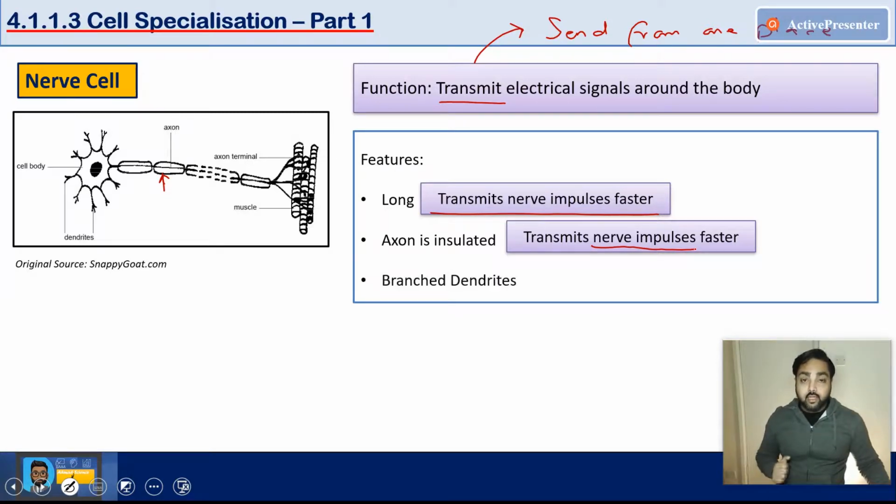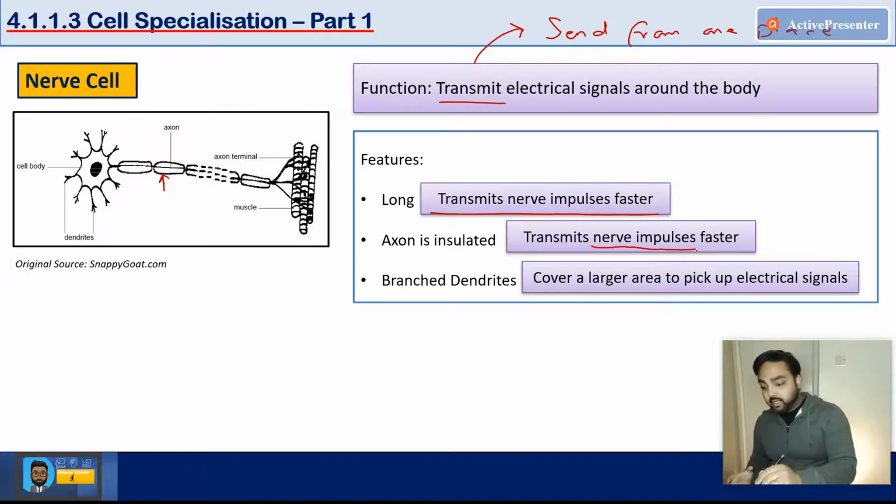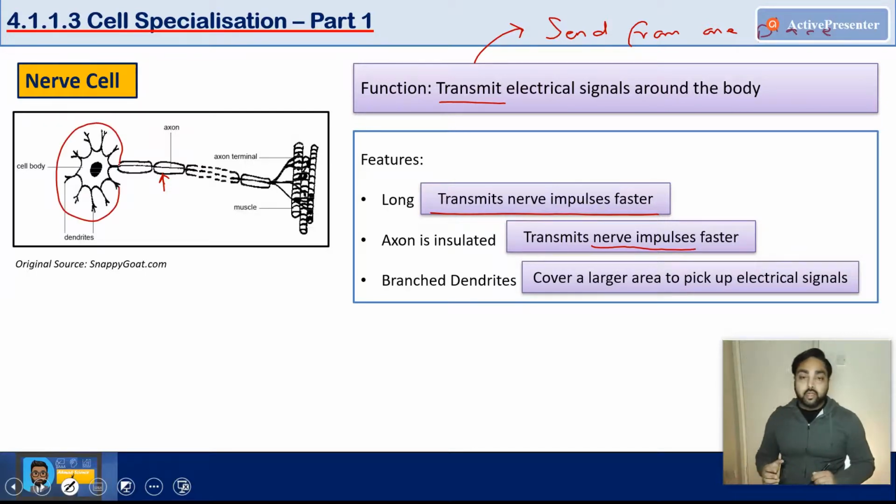The last one that you need to know is that it's got branched dendrites. At the end, if you look here, it's got branched dendrites. In other words, they spread out and pick up signals through their receptors, which means the nerve impulse in the nerve cell gets fired off, and it connects to whatever it needs to connect to. The bigger they are, the larger the area they cover, so they can pick up signals, chemical signals, electrical signals, whatever it might be, over a large distance, and therefore they can transmit them much faster.